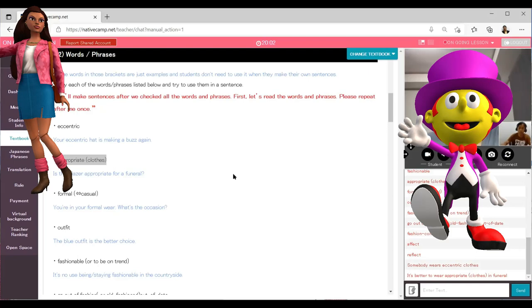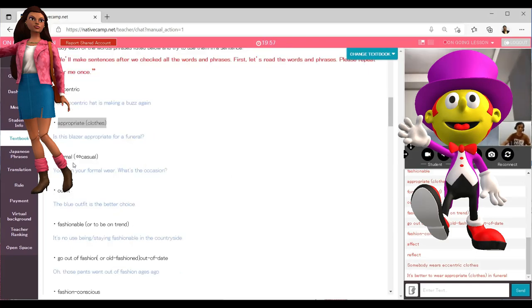Okay, let's have formal or casual. You can try to use formal or casual. Some companies order employees to wear formal clothes, like a suit or something, but others allow employees to wear casual clothes. Okay, so it depends, right? It depends on the company. Yeah, it depends. Some companies order employees to wear formal clothes, but others just casual. All right, very good. Next is outfit.